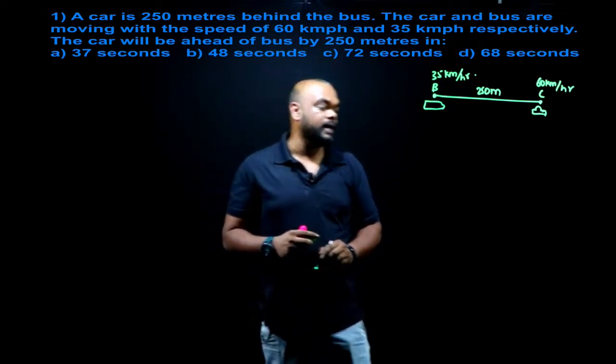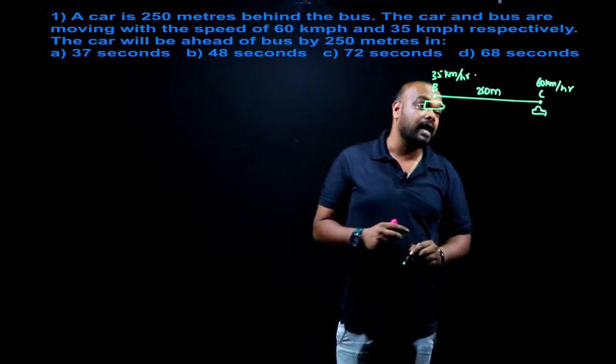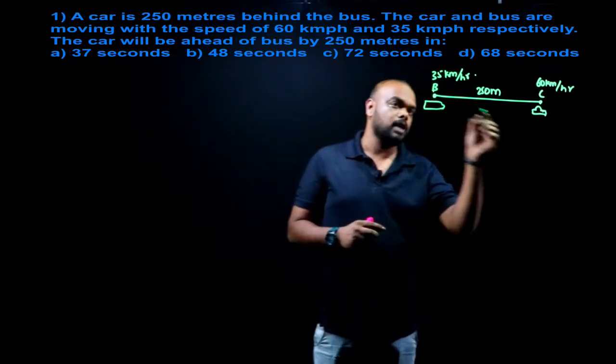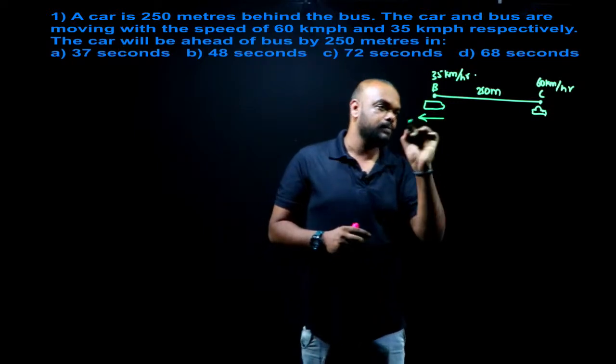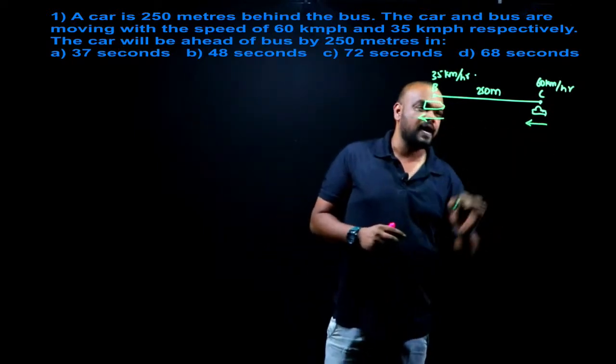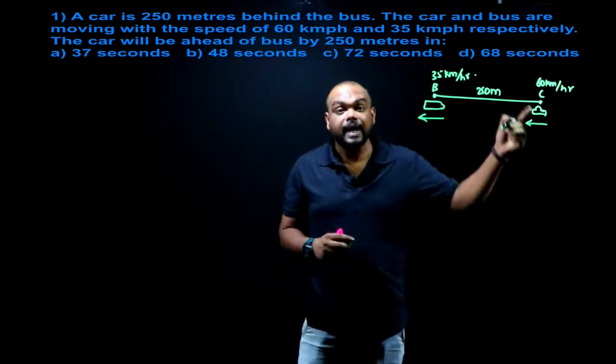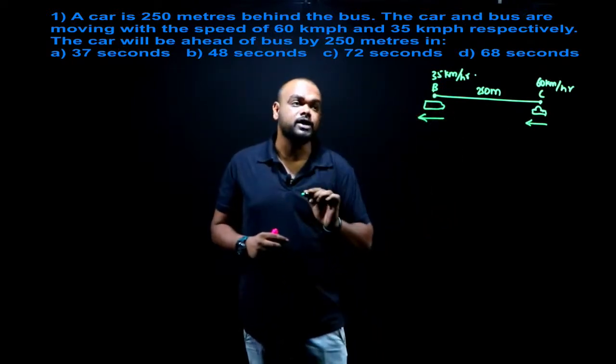Okay, I'm so sorry, guys. The car is 250 meters behind the bus. So it means they are going in this direction. This is the bus, this is the car. Now the car is 250 meters behind the bus. Now what is the question?